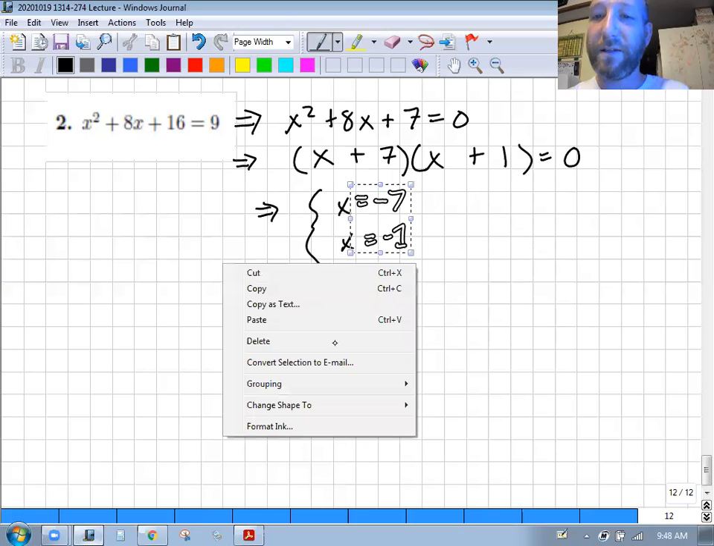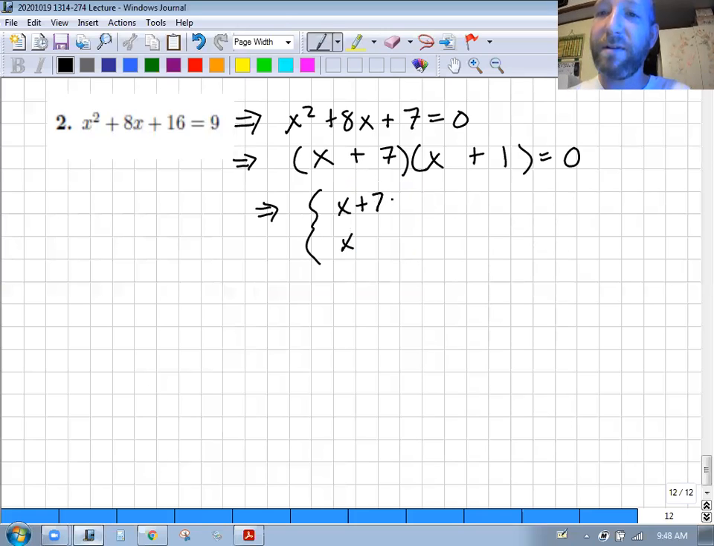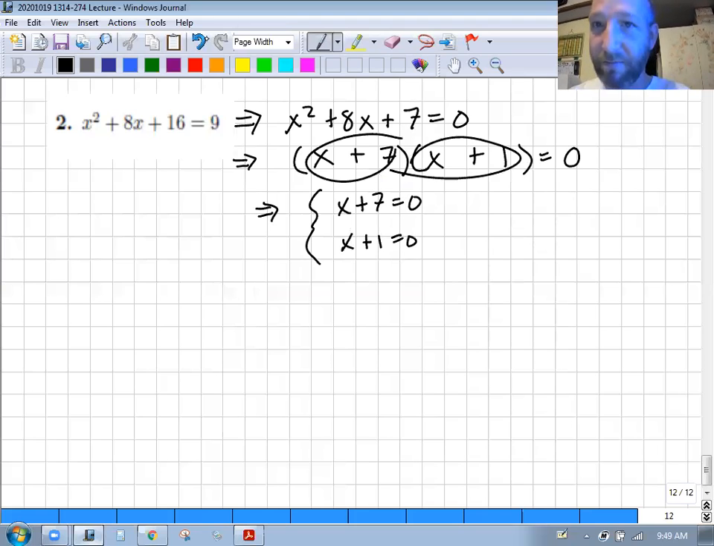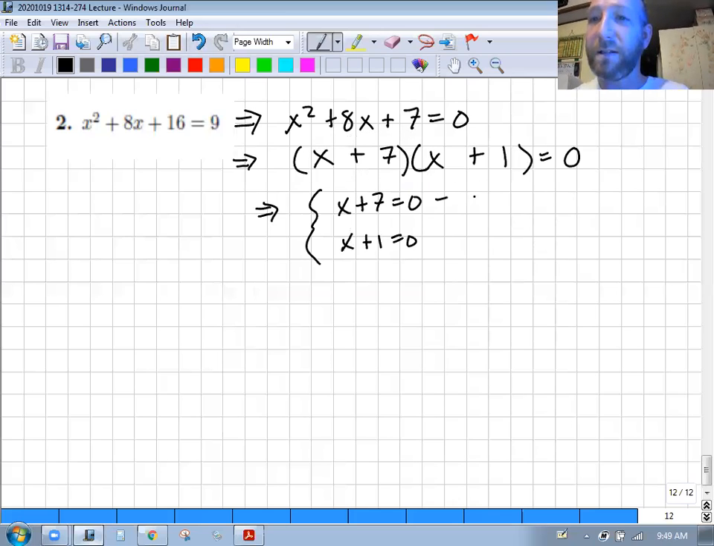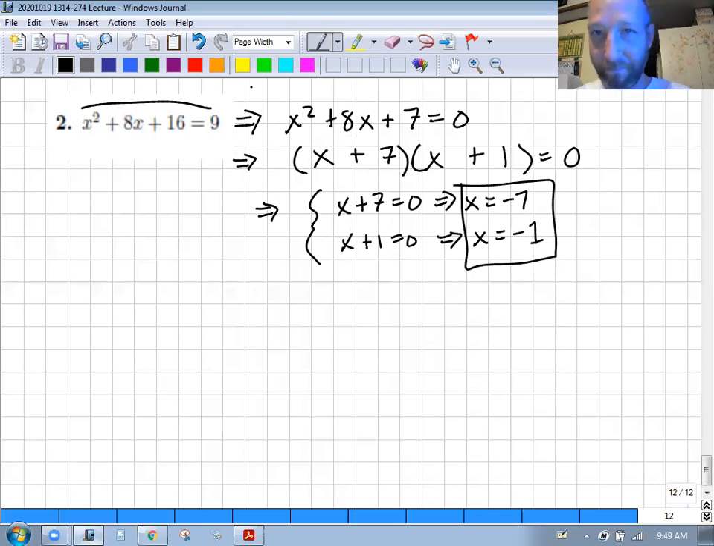All right, we can write it this way. X plus 7 has to be 0 or x plus 1 has to be 0. Either one of these factors has to be 0. This would tell us x is -7. This would tell us x is -1. So these are the two solutions to this equation. All right, if I plugged a -7 in here and here and added 16, I would end up with 9. Okay.